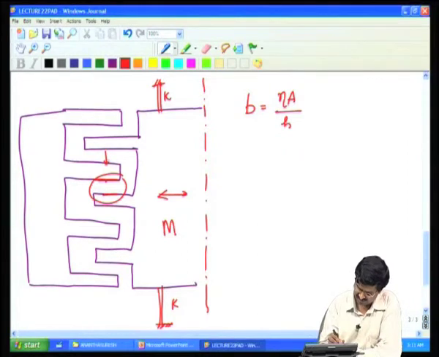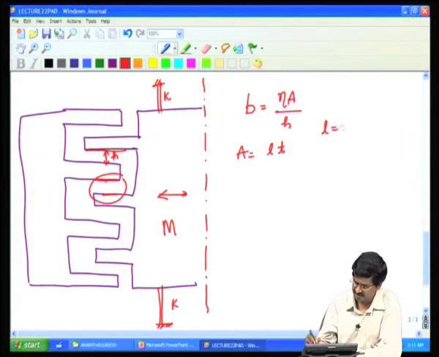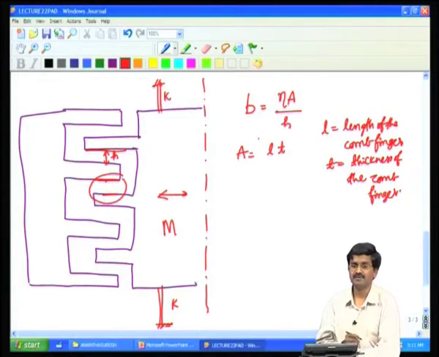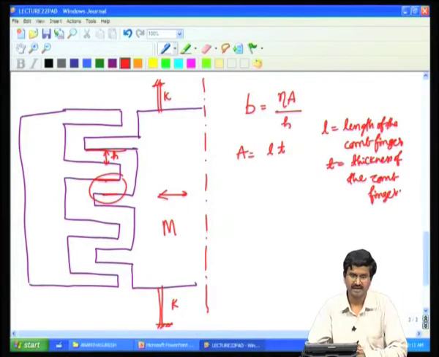So, the gap here now will be h, and the area will be the length of the comb times the thickness of the comb. L is the length of the comb finger and T is the thickness, the out of plane thickness of the comb finger. If you do that, you get the B, and that is what you would use to do the dynamics. That is one effect that we consider.